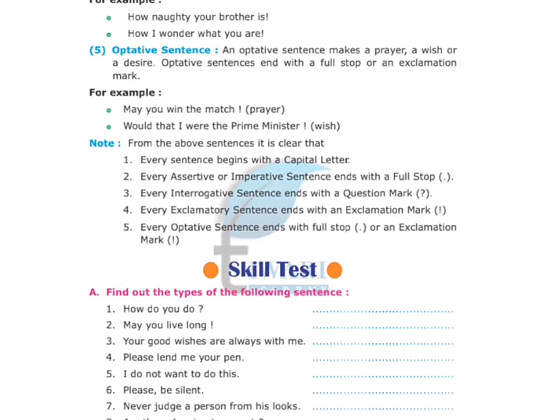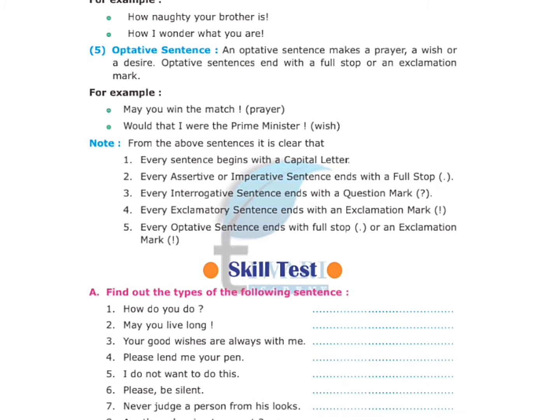Okay, so what you have to do in the next skill test is find out the types of the following sentences. "How do you do?" Which sentence is this? Interrogative, right? "May you live long." Which sentence is this? Desire. Okay, desire, prayer. So that is an operative sentence. Not a desire, like a prayer.